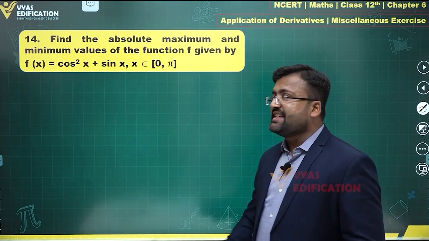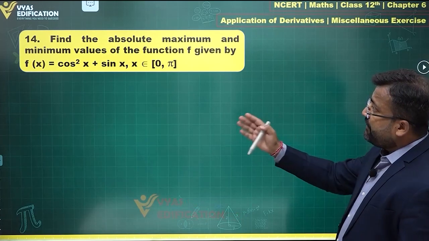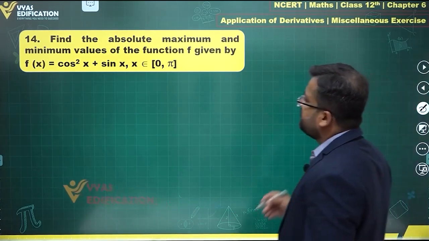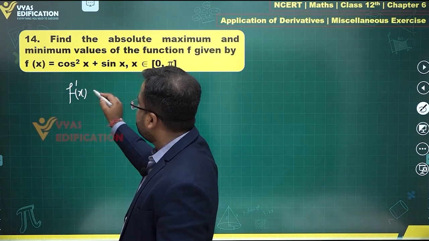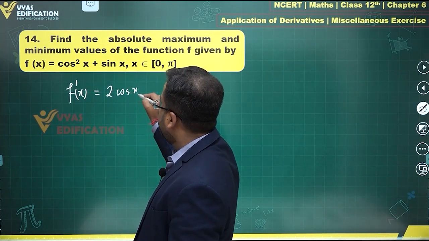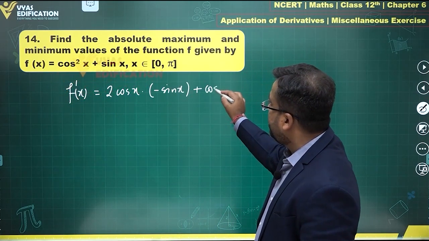The 14th question says: find the absolute maximum and minimum values of the function f given by f(x) = cos²x + sin x. How will we deal with this function? Let's take the derivative. f'(x) is equal to 2 cos x, the derivative of cos x is minus sin x, plus the derivative of sin x is simply cos x.